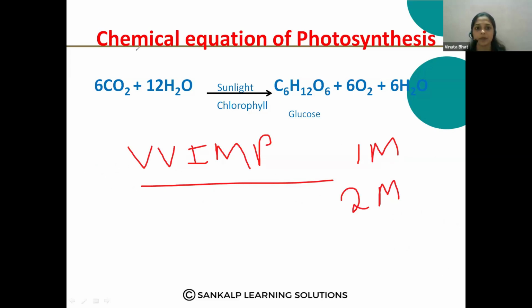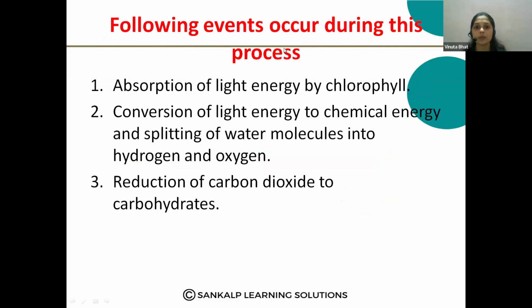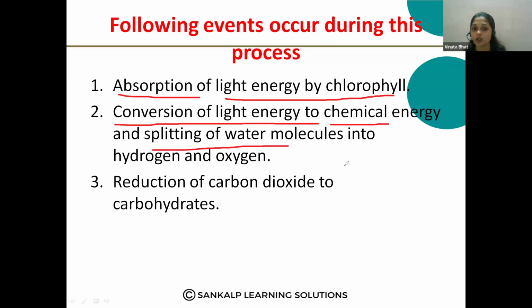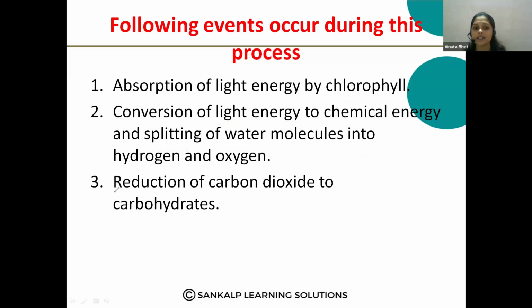Then in the photosynthesis process, three important steps take place. So what are the three important steps of photosynthesis? This is also asked in the exam, very important. First step is absorption of light energy by the chlorophyll. The chlorophyll absorbs the light energy from the sun. Second step is conversion of light energy to chemical energy and splitting of water molecules into hydrogen and oxygen. And third step is reduction of carbon dioxide into carbohydrate. Carbohydrate is nothing but glucose, C6H12O6.